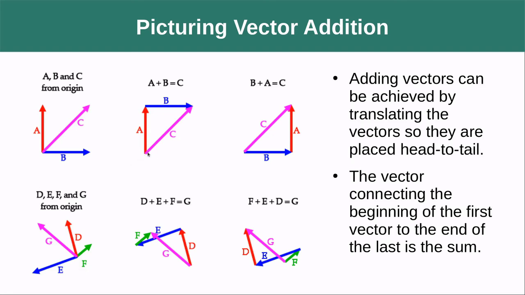So what we're seeing here is that if I move B up so that its tail meets A's head, and then come over, I get C, and it doesn't matter if I move B up or if I move A over. Both of those arrangements are going to yield the same vector C. We can do it with more vectors. So here we have F, D, and E. Their summation is G. And any way that I want to arrange those, heads to tails, I'm still going to wind up with G.